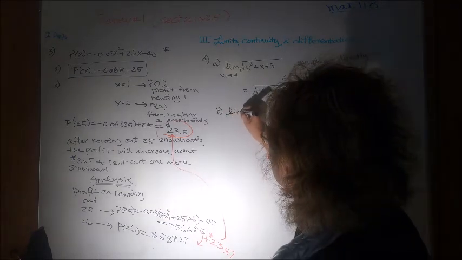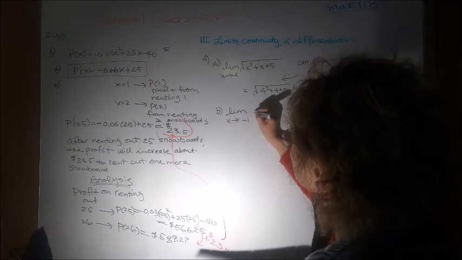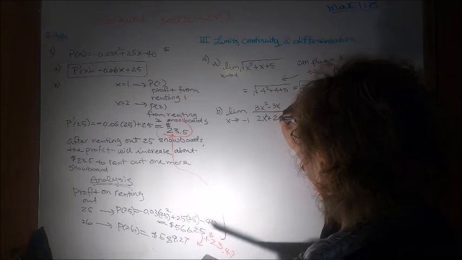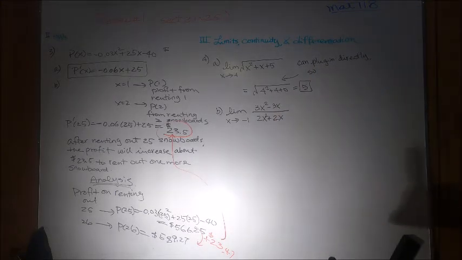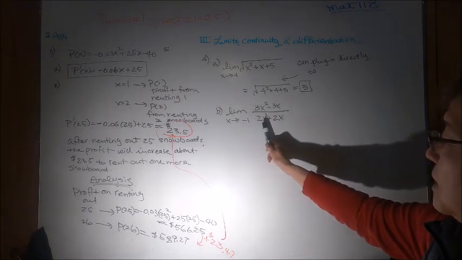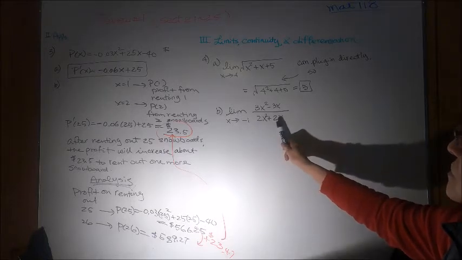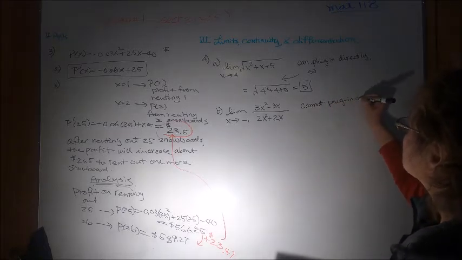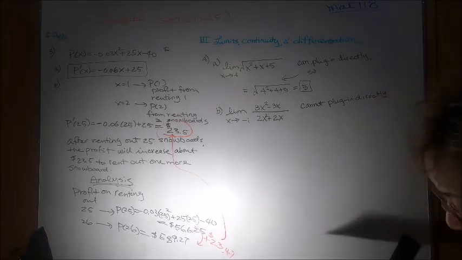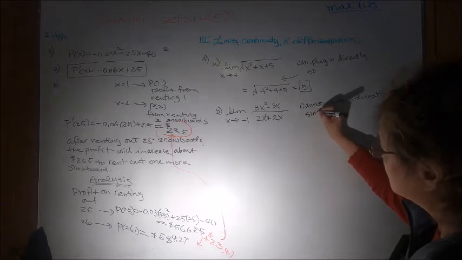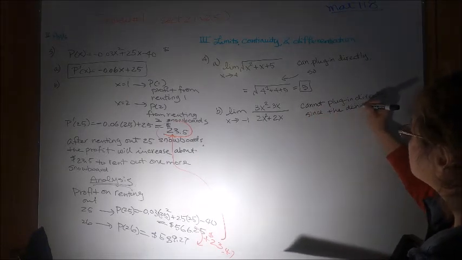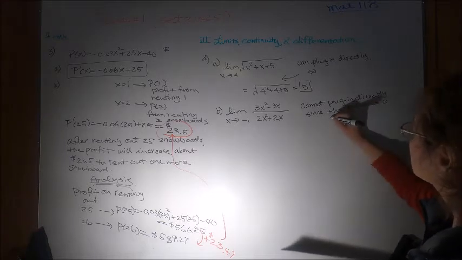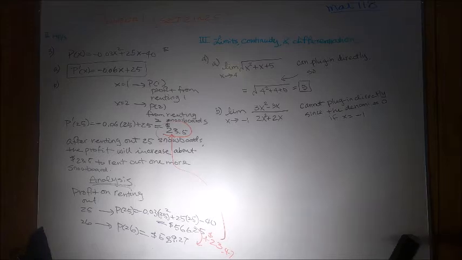Then if we have this one, find the limit as x approaches -1 of (3x squared minus 3)/(2x squared plus 2x). First we check if we can plug in directly. When you do -1 squared, it's 1, times 2 is 2, minus 2 is 0. That makes the denominator 0, so we cannot plug in directly, right? Since the denominator equals 0 if x is negative 1.